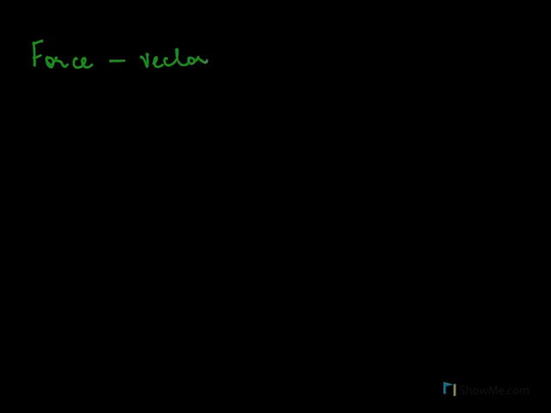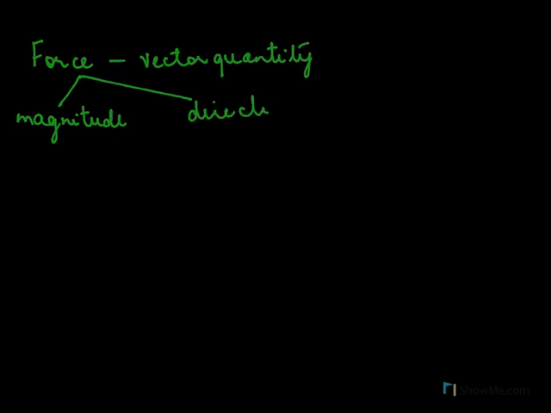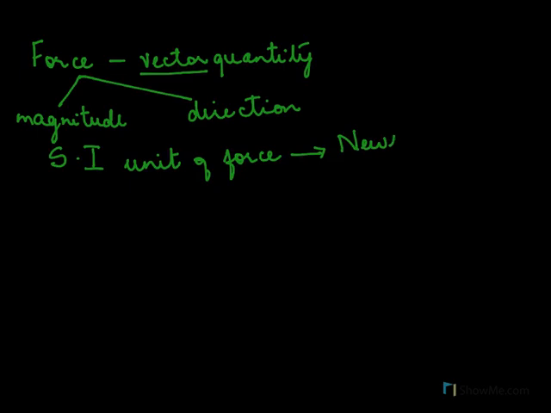Now force, we know, is a vector quantity. And why do we call it a vector quantity? Because it has got magnitude as well as direction, and hence we call it a vector quantity. Now the SI unit of force is Newton. Let us go ahead and define 1 Newton.